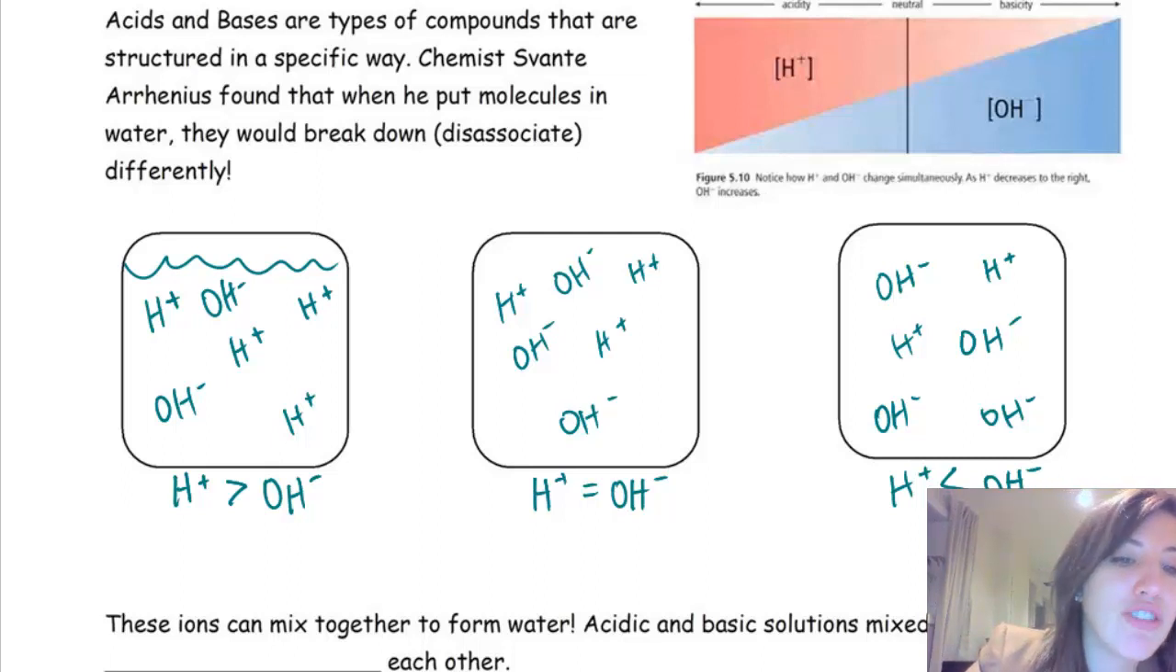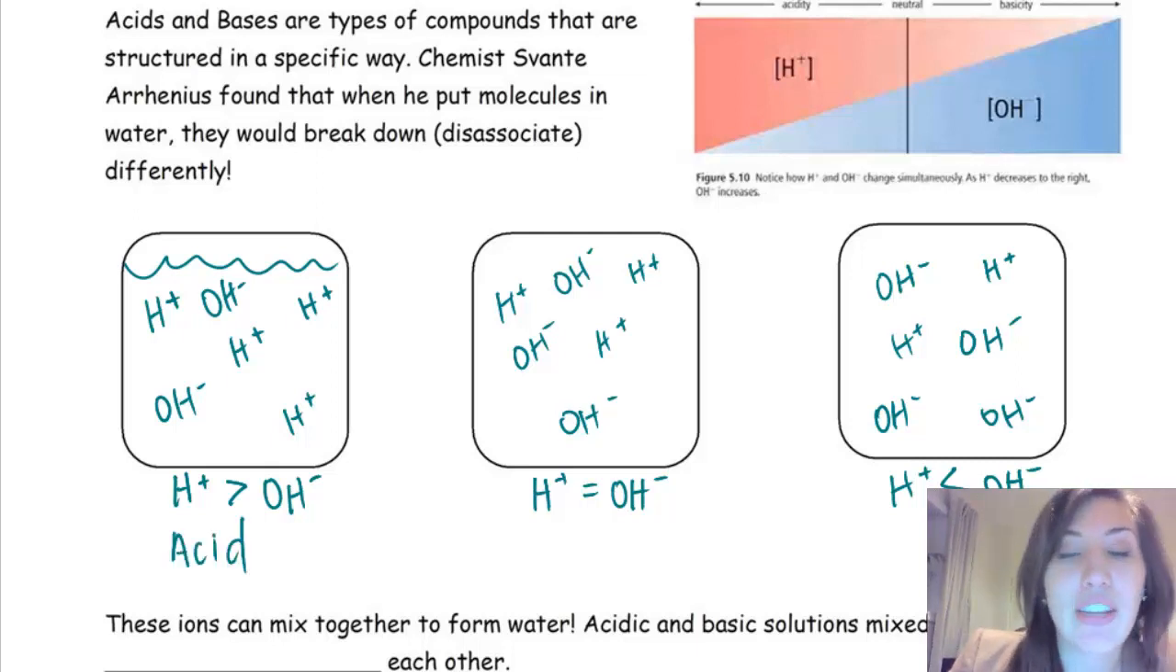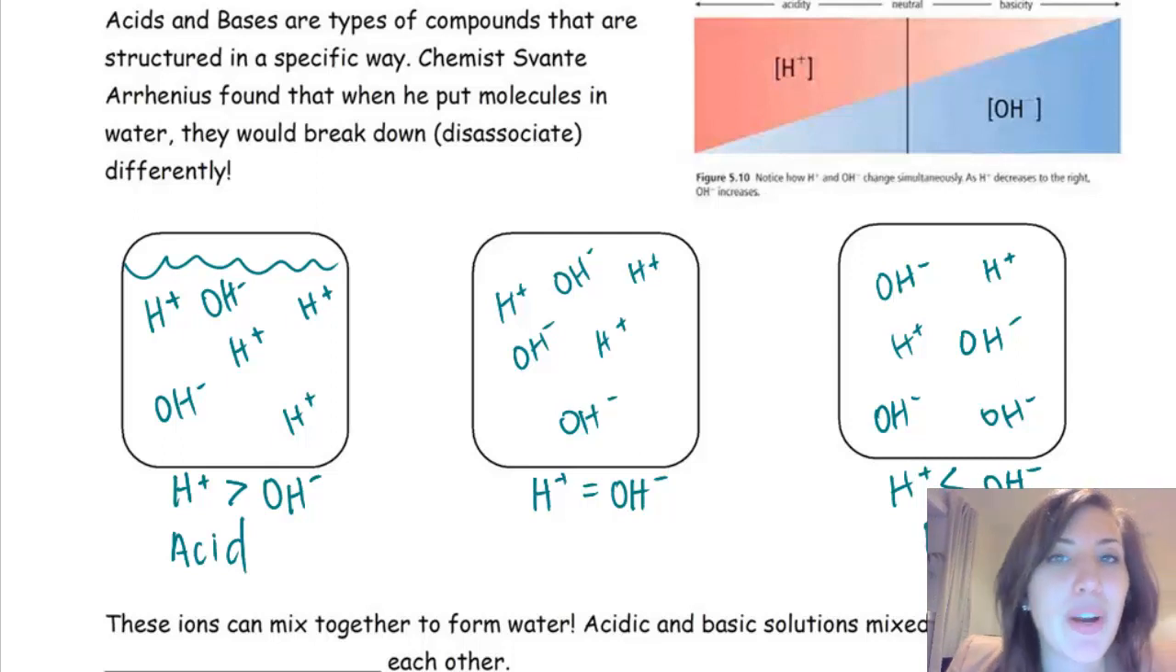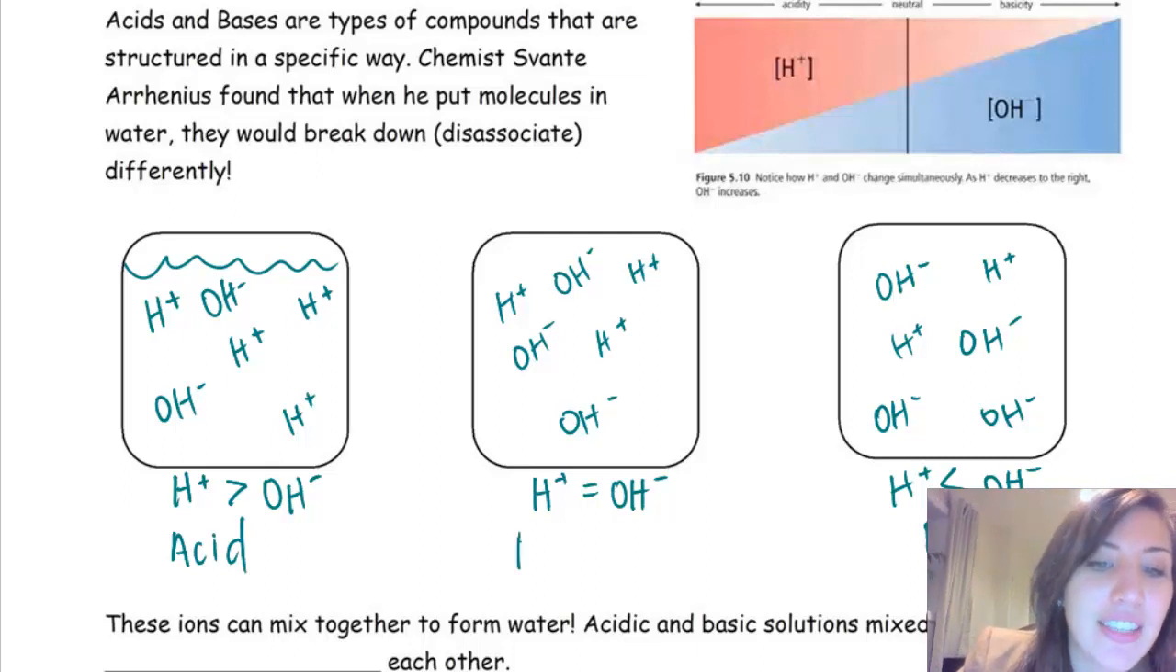When there were more hydrogens, he called this an acid. When there were more hydroxides, he called this a base. And when there were even amounts of hydrogen and hydroxides, he called this neutral.